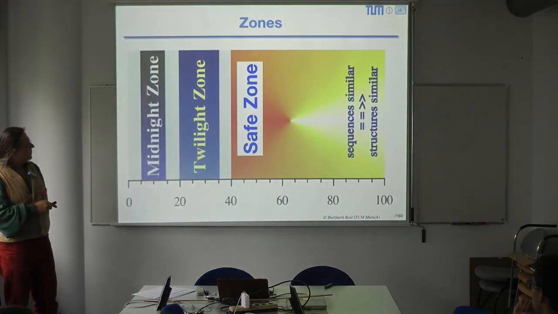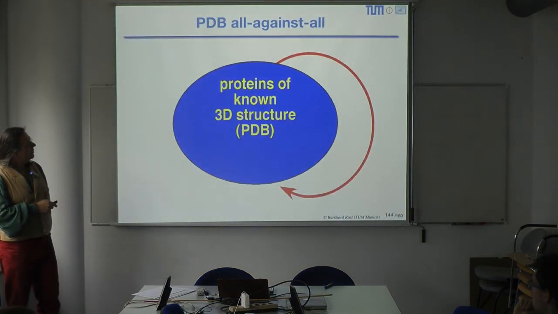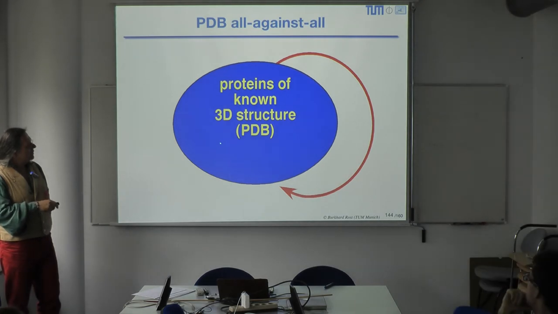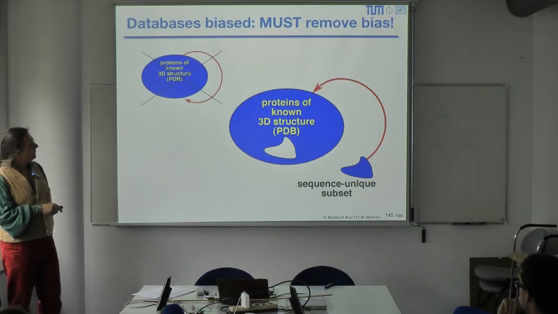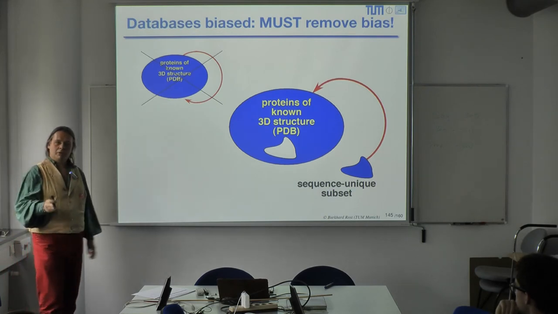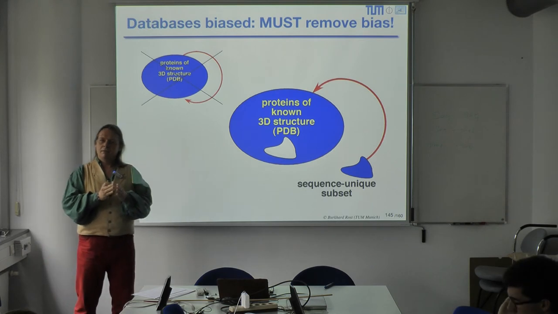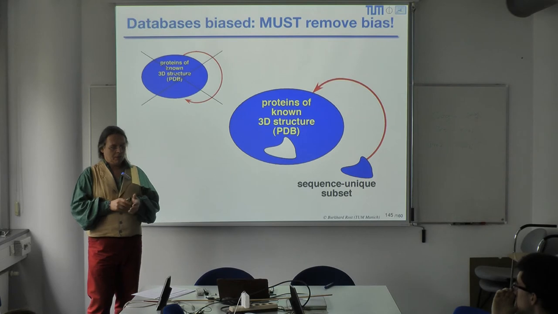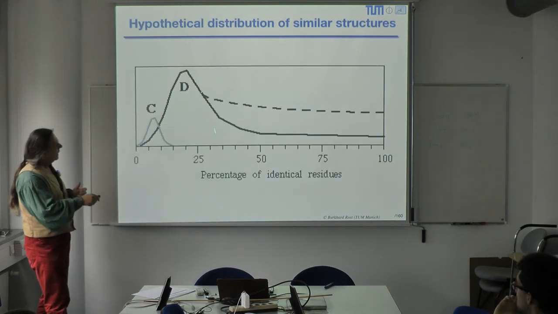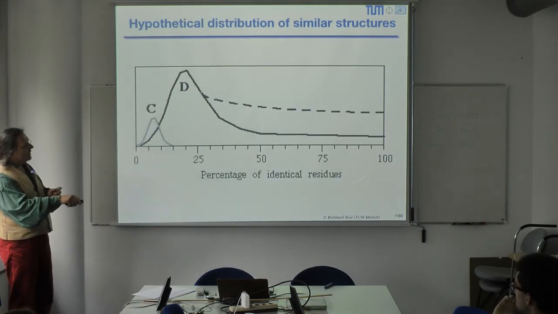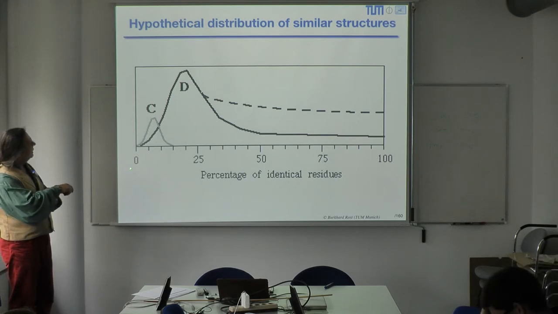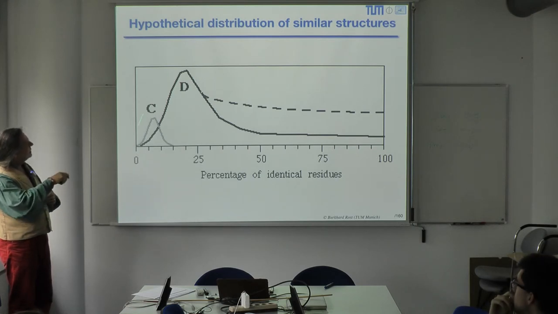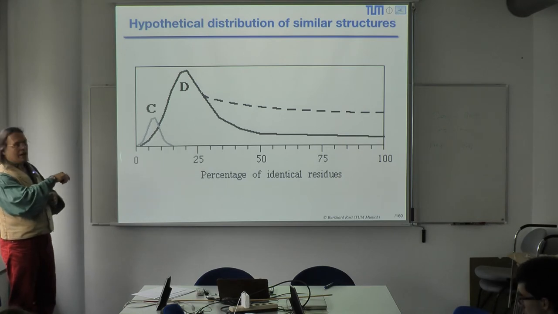Midnight zone. So what I'm going to do is take all the proteins of known structure and compare them by 3D to each other, or take some sequence-unique subset, compare that to all, and then plot how often I find structures at a certain level of percentage sequence identity. So it will actually look something like this. You will have 100% identical to zero identical, and then the distribution, and there's some curve that I will find. It may look like this, it may look like this, and that's sort of the random background, right?